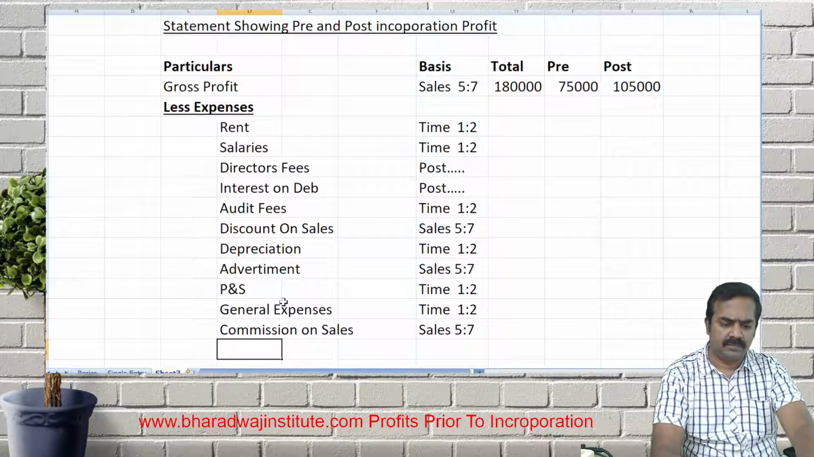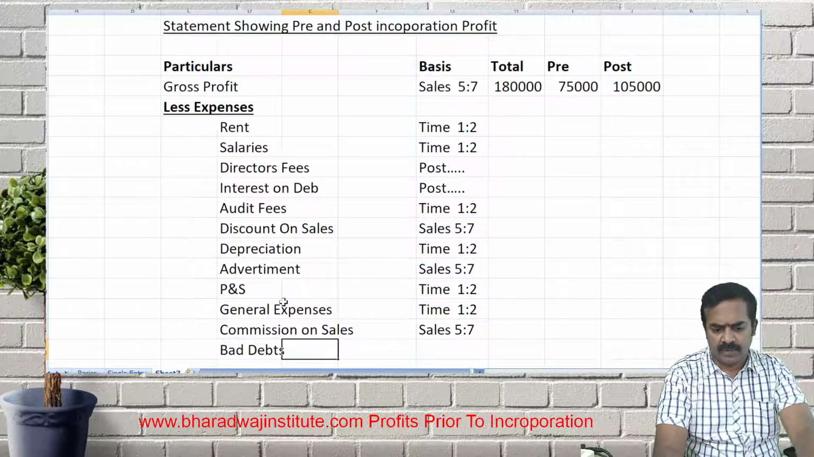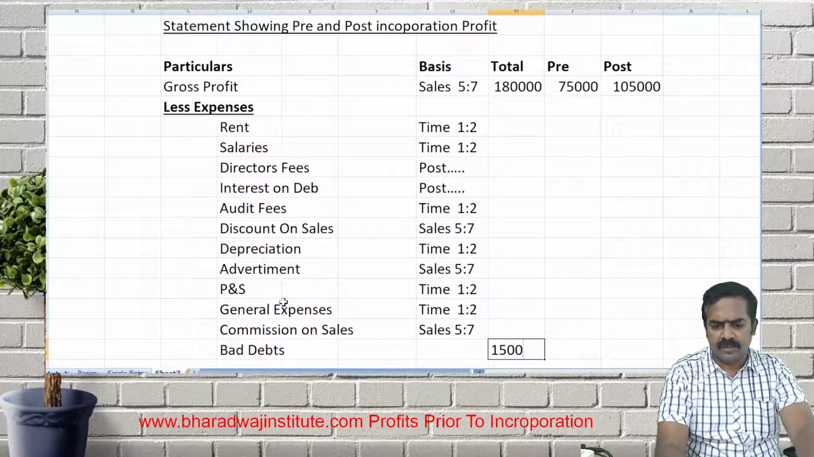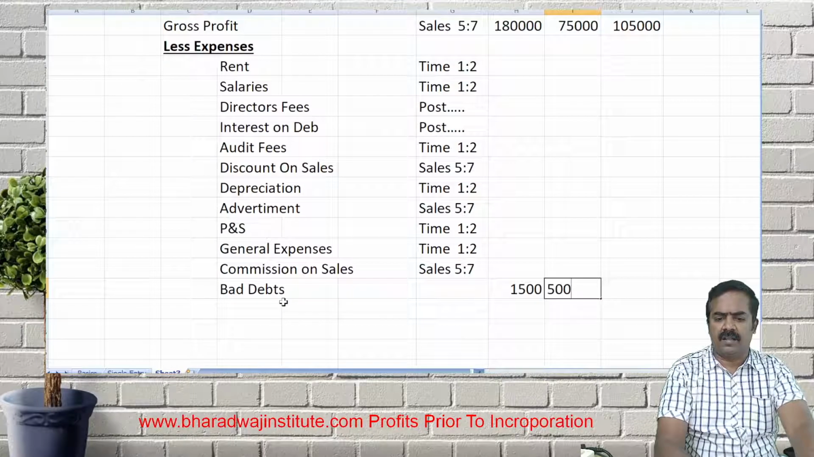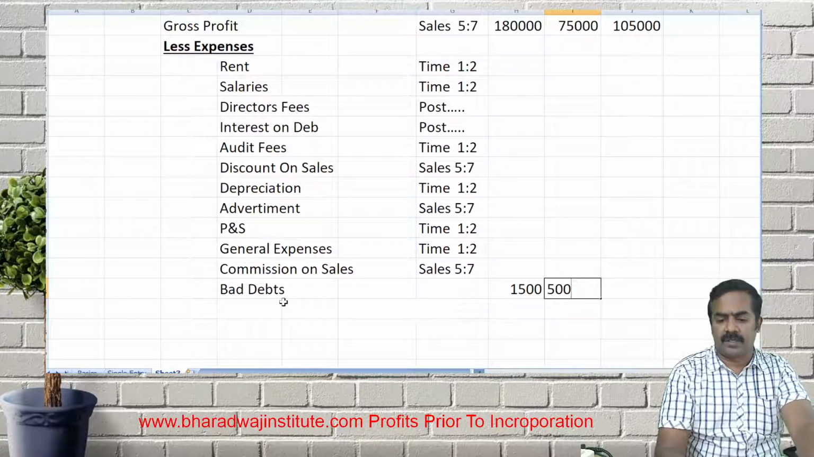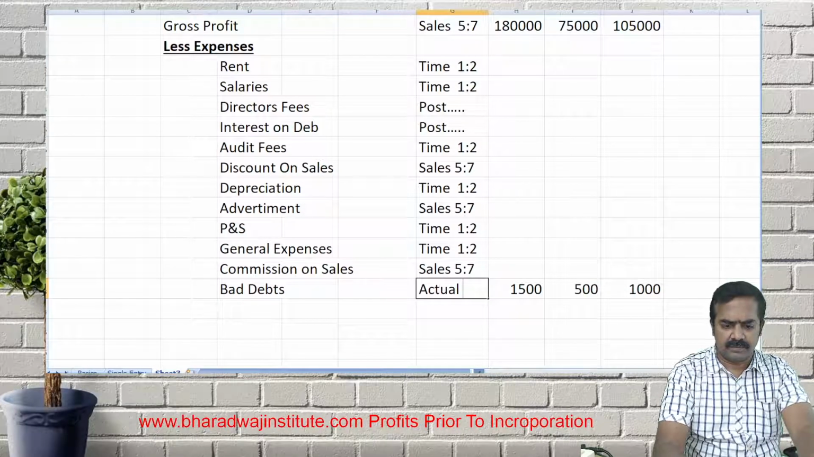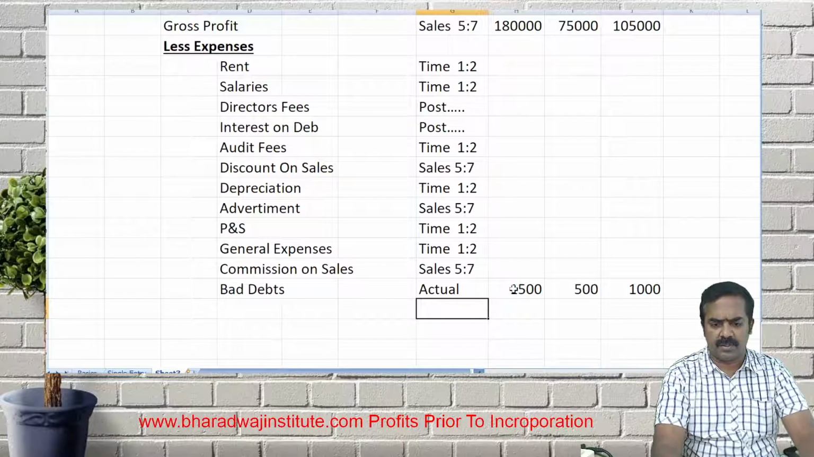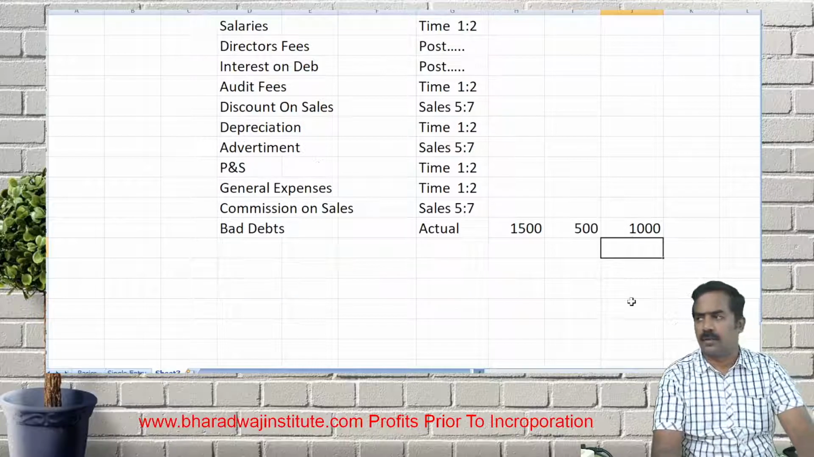Then bad debts: 500 related to debts created prior to incorporation. Bad debt is given. What is the total bad debts given in the problem? 1,500. It is clearly given. 500 related to bad debts related to what? Pre-incorporation. Now the balance will be what? Post-incorporation. So actual data. Sir, suppose it is not given, sales ratio. Bad debts are connected with what? Sales, credit sales, so sales ratio. Since it is given, 500 is related to the pre-incorporation period, balance 1,000 is for what? Post.